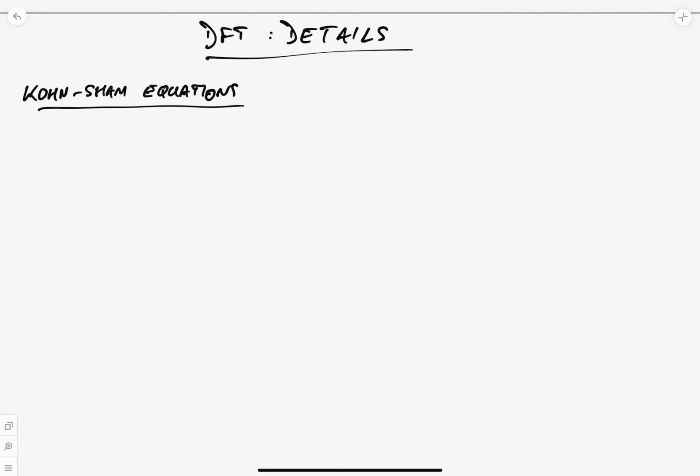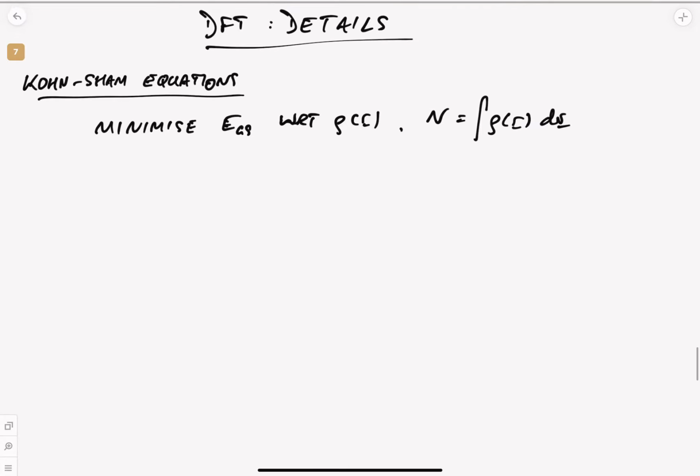So the problem, as we've seen, is to minimize the ground state energy with respect to the charge density while maintaining the total number of electrons. So we want to minimize E_GS with respect to, that's WRT, rho of r, subject to the total number N being equal to the integral rho of r dr.